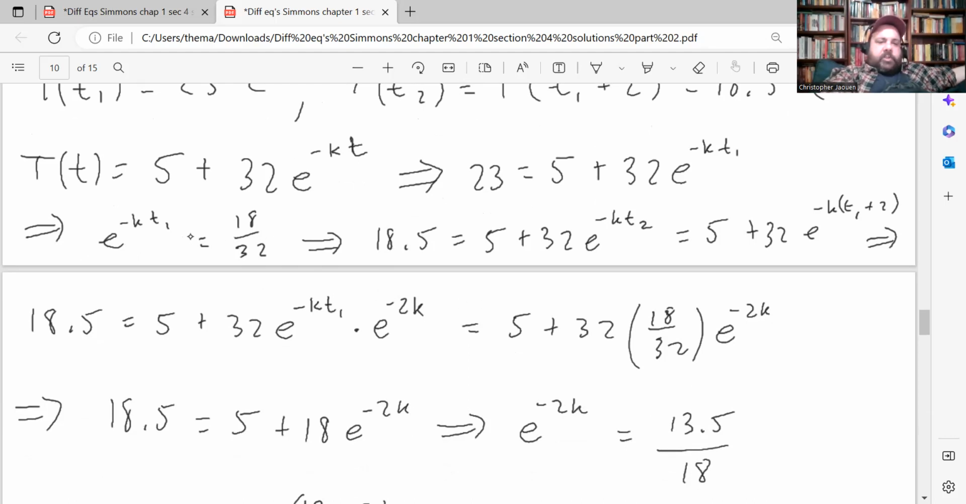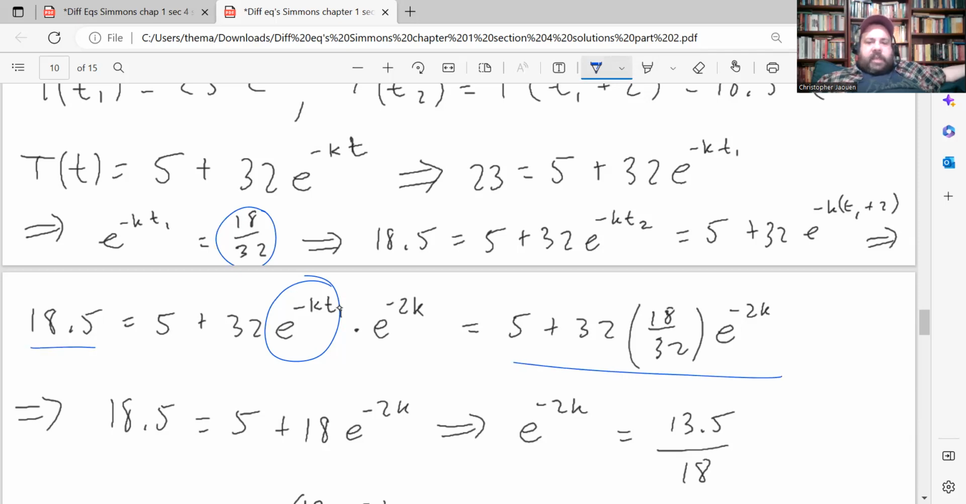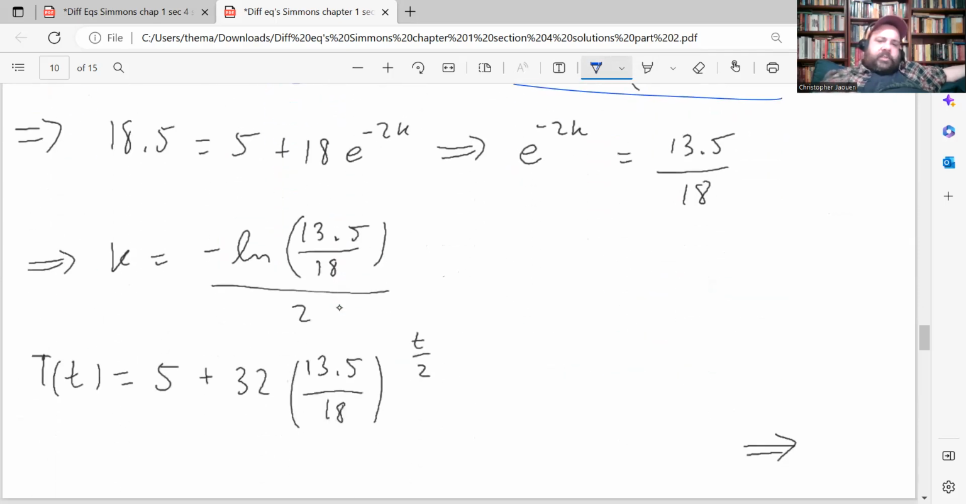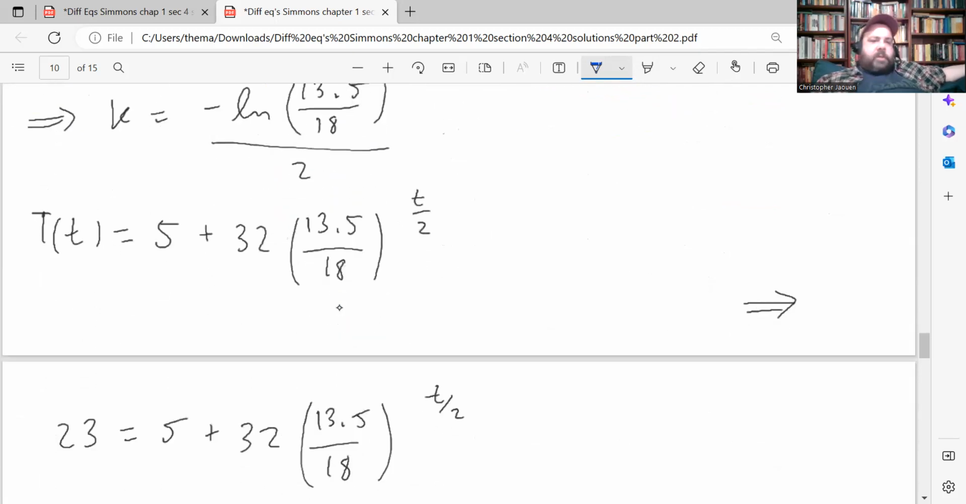And then we can substitute in e to the negative k T1 over here, and we can solve for k by doing that. So remember, e to the negative k T1 is 18 over 32. So we get this is equal to this. We can solve for k, which gives us our temperature model here.